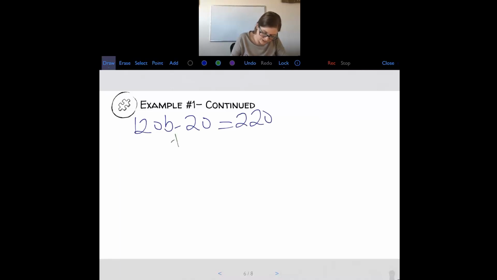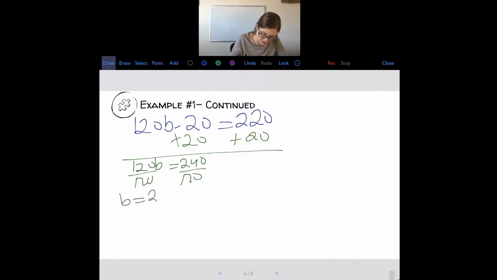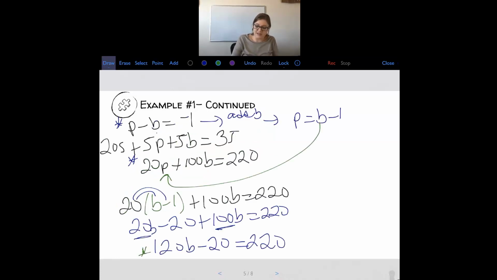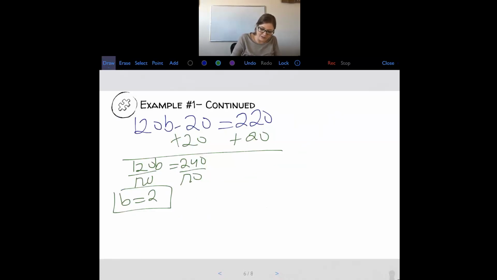Okay, so we can add 20 to both sides. And we get 120B is equal to 240. Divide by 120. And we get B would be equal to 2. So we would have 2 servings of Brussels sprouts is what we found out. Okay, now we're going to go back. We had an equation P equals B minus 1. So P is equal to B minus 1, which equals 1. So we would have 1 serving of baked potatoes.